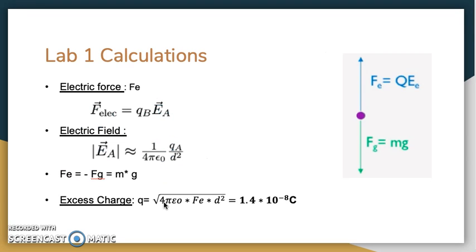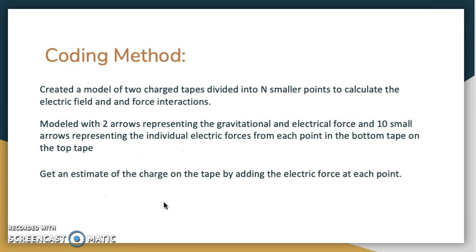For my first Q value, I used the Q value found within Lab 1. In order to find this value, I first calculated the electric force using the formula that the electric force equals Q times the electric field, and then I was able to set the electric force equal to the gravitational force to solve for the excess charge. From Lab 1, I found that this Q value was 1.4 times 10 to the negative 8 coulombs.